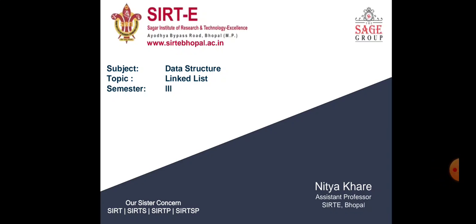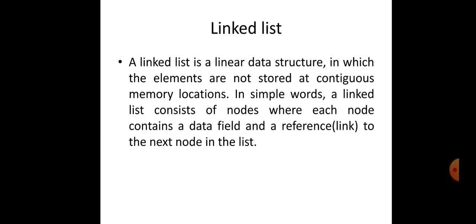Okay, so first we will discuss the definition of linked list, and after the definition we will discuss the types of linked list. So the definition of linked list: a linked list is a linear data structure in which the elements are not stored at contiguous memory location. In simple words, we can say that a linked list consists of nodes where each node contains a data field and a reference field to the next node in the list.